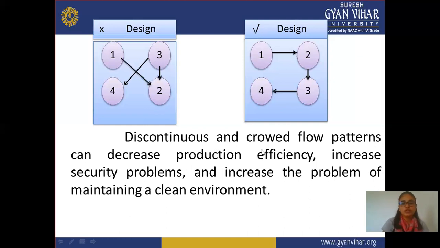Next, discontinuous and crowded flow patterns can decrease production efficacy, increase security problems, and increase the problem of maintaining a clean environment. Means if you don't follow the proper conditions, or there is a discontinuous flow, or more crowding is observed, then you enhance the chances of contamination of your product, or the efficacy of your product may decrease, or more security problems are observed, or more maintenance is required. There may be chances that it is easily contaminated due to the crowding of this personnel flow. So you should maintain all these conditions, less personnel flow is required, and zones should also be interconnected.